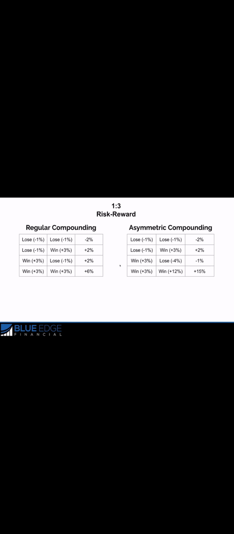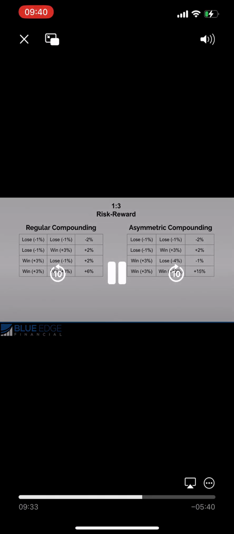of compounding your account is because the lose-lose and lose-win combo is the exact same on regular compounding and asymmetric compounding. The win-lose on regular compounding is plus 2%, and win-lose on asymmetric compounding is minus 1%. So not a huge difference, right? It's only a 3% difference there. But then if you go win-win on regular compounding, it's 6%. On asymmetric, it's 15%. So obviously the total, if you were to just add all these scenarios up that you, these sets of 2 that you have different combinations of over and over, the average is going to be 14% for asymmetric compounding and only 8% for regular compounding.